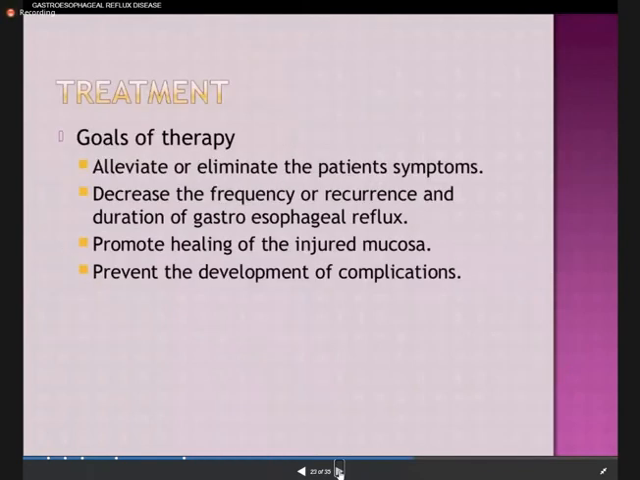So what are the goals of treatment? Alleviate or eliminate the patient's symptoms, decrease the frequency or recurrence and duration of gastroesophageal reflux disease, promote healing of the injured mucosa, prevent the development of complications. So these are the goals of treatment.